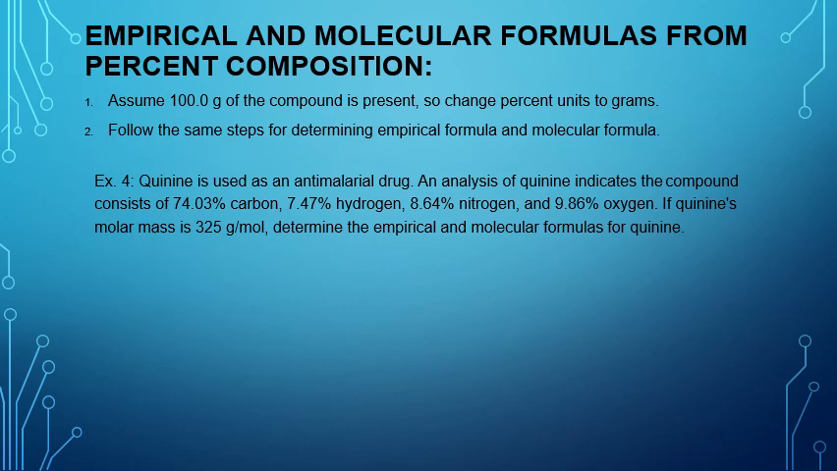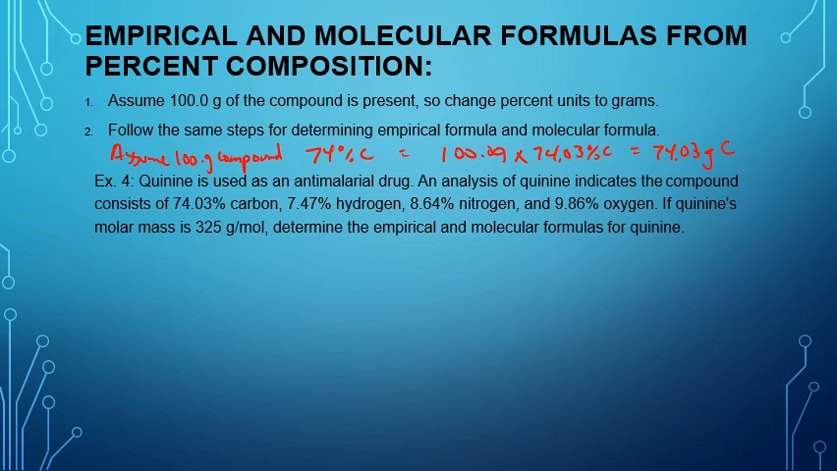So if I look at this example problem here, once I have done that, I can follow the same exact steps that we've done previously. As an example, if I say that I have 100 grams of the compound, and I know that 74% of it is carbon, I could just make the assumption that 100 grams times the 74.03% carbon would give me 74.03 grams of carbon.